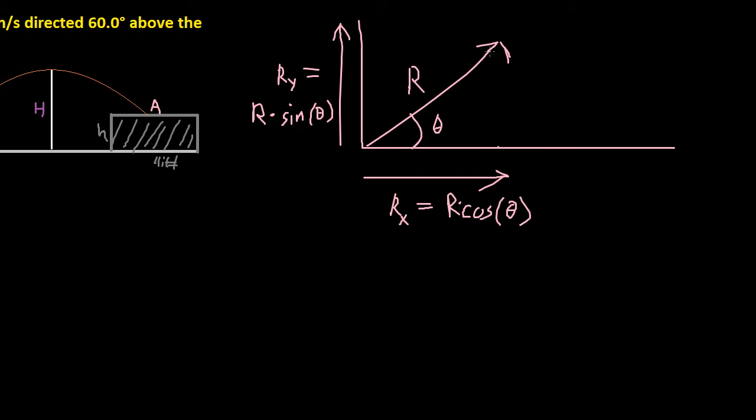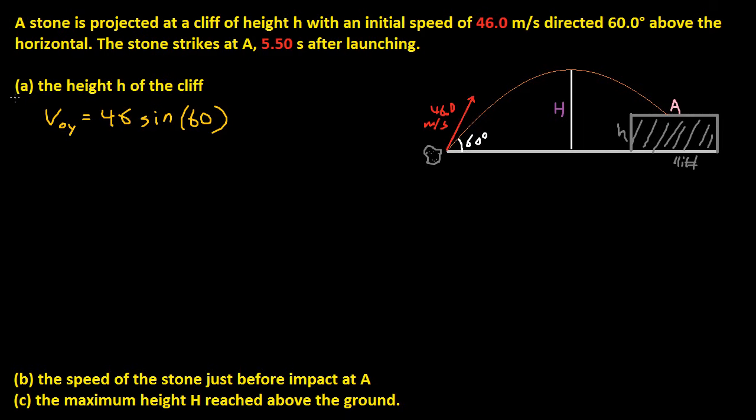That works because of the Pythagorean theorem, but I'm not going to go into that right now. I just wanted to show you where I'm getting this from. So V naught y is 46 sine 60. We got it from our initial vector here. That's our y V naught component, and let's look at our x V naught component. Our x v naught component is going to be 46 cosine of 60.